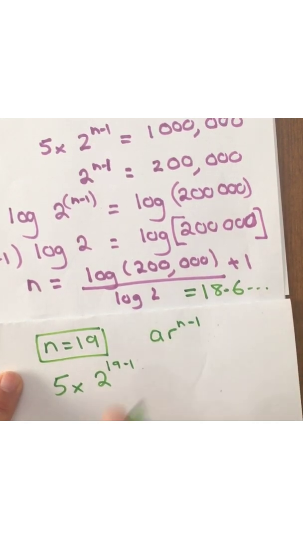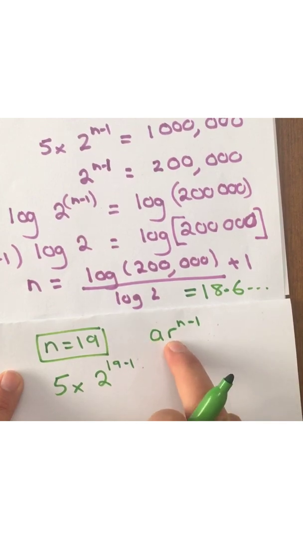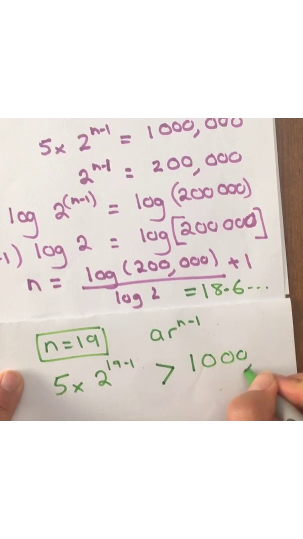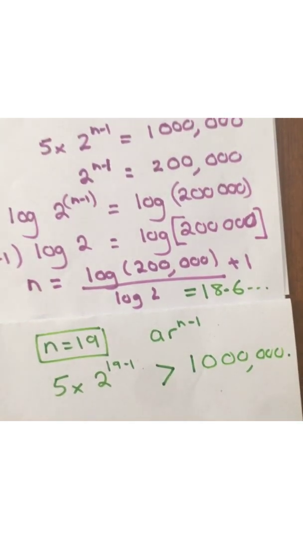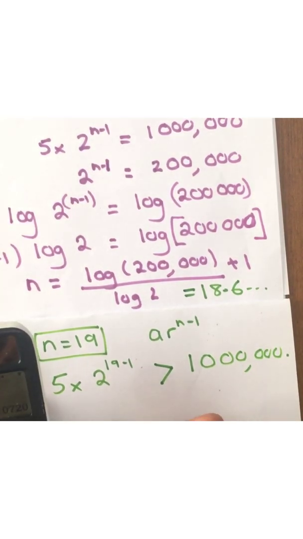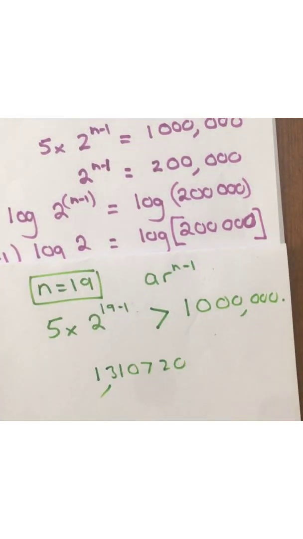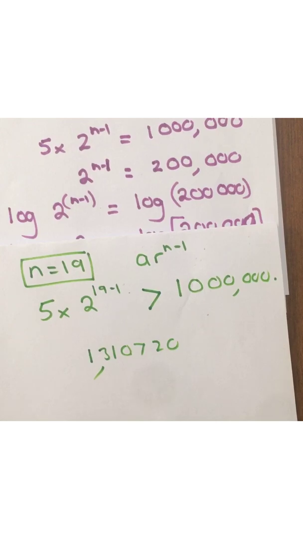So n is 19, a was 5 and r was 2. If I put it in, I'm going to get a value bigger than 1 million, and you can check that on your calculators. I do 2 to the power of 18 times 5, and I get 1310720, so just over 1 million. So when n is 19, the 19th term gives me the first term to exceed 1 million.